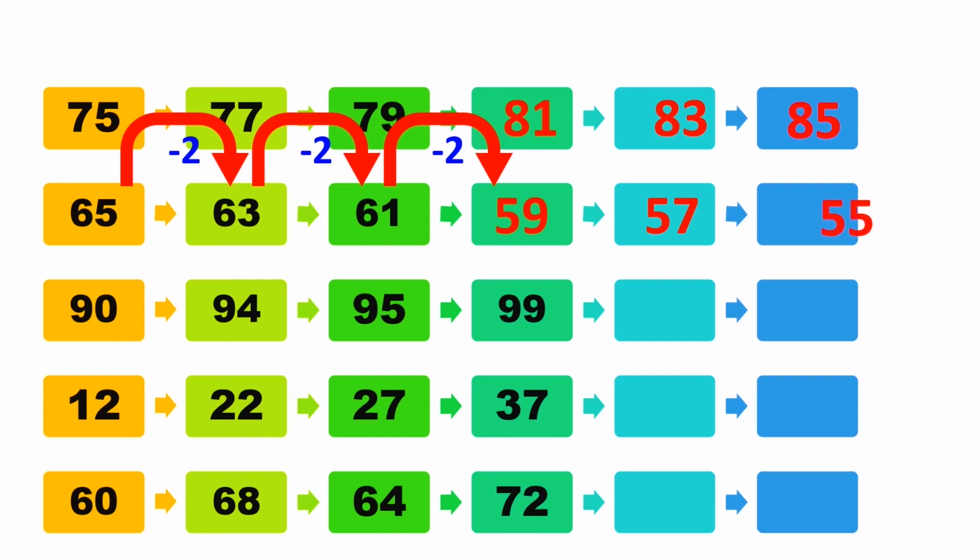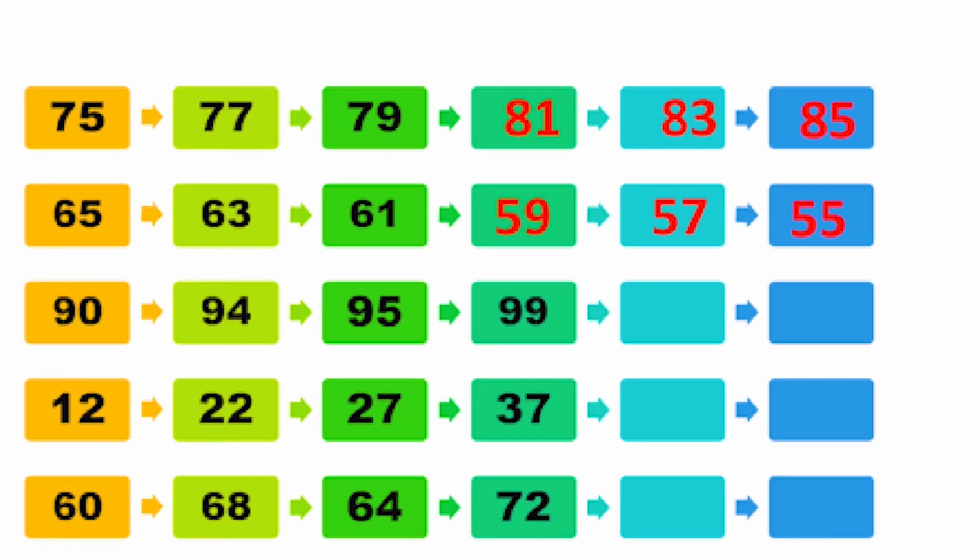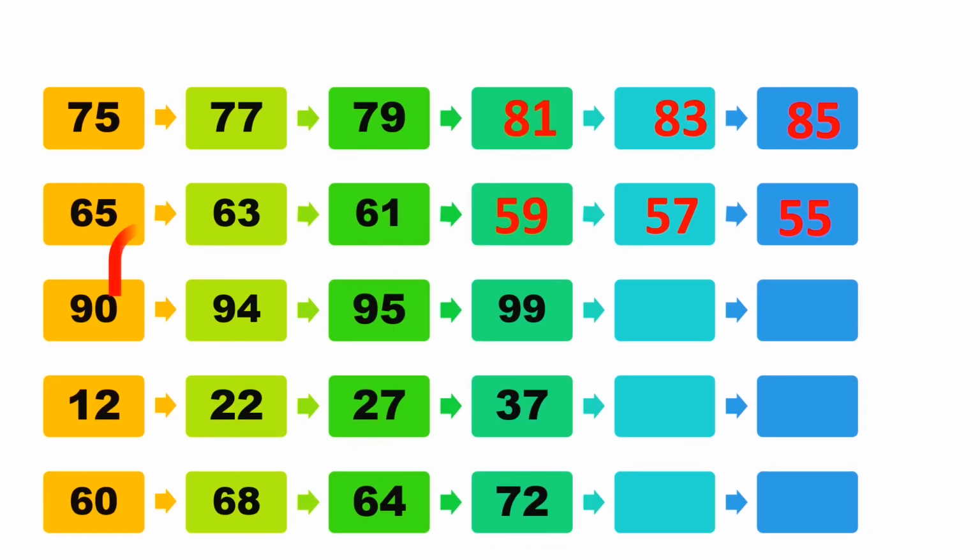Okay, let's move to the next example. Make sure that you focus with me because these examples are a little difficult. 90, 94, 95, 99. What happened here? 90, 94. Count from 90 to 94. After 90, 91, 92, 93, 94. What happened? We adding 4. So we write +4. Okay?